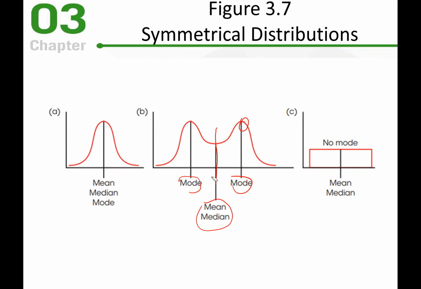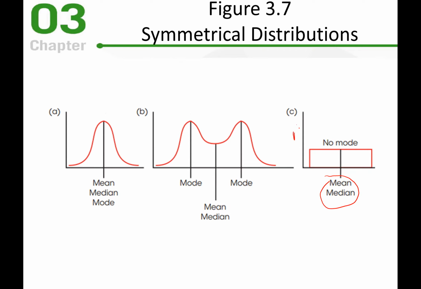We could also have no mode. So if it's a symmetrical distribution like this one is, because you could cut this in half and fold it on each other, and it's a mirror, the mean and the median are still going to be the same value, but it has no mode.